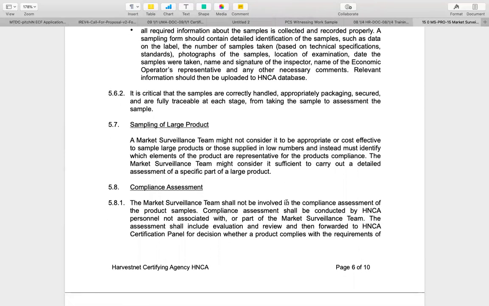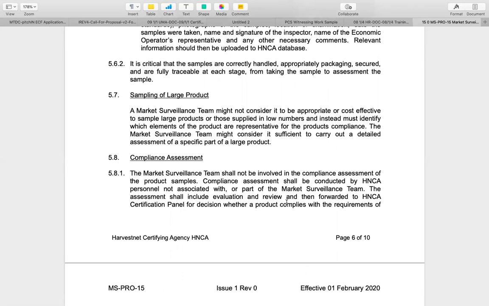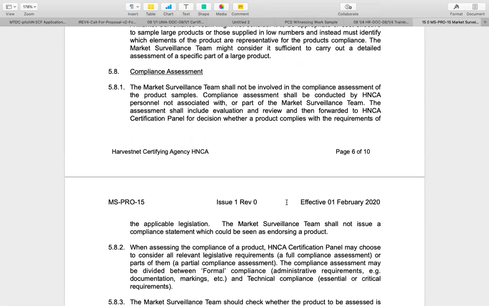Sampling of large products. During market surveillance, we don't really handle very large products. Probably the biggest that we have handled could be a smart TV. If you get those 32-inch screens, then they are considered a large product. The market surveillance team here will be involved in the compliance assessment of the product, but they cannot do the assessment on that product itself. Assessment evaluation will be forwarded to our certification panel for decision.